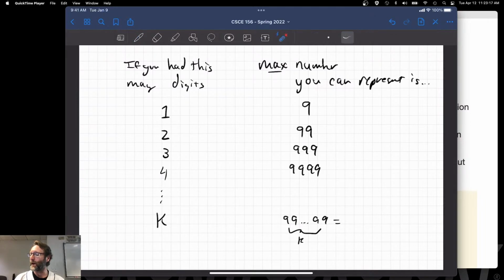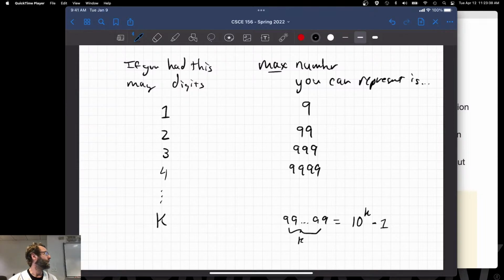How did we express it here? This is going to be 10 minus 1. This is going to be 100 minus 1. 1,000 minus 1. Right? How do we incorporate that digit over here? It's going to be 10 to the k minus 1. Oh, the minus 1 is there. Why? Because we have to start at 0.